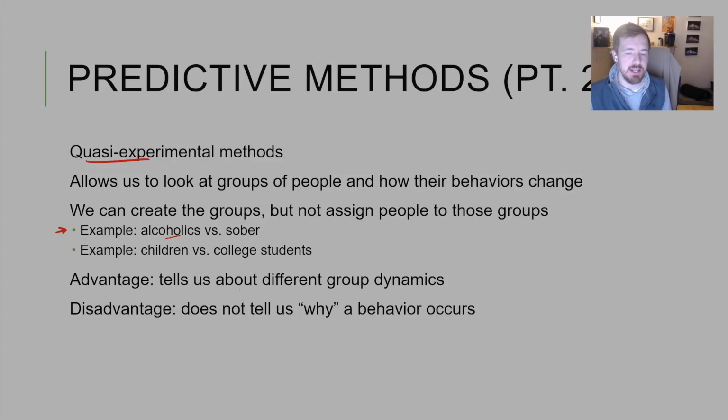So the advantage here is that it's getting closer to becoming an experiment, so it can tell you a lot about different kinds of group dynamics. You can still learn a lot from quasi-experimental methods, but it still doesn't quite tell you with certainty why this thing happens, why these variables might be related.